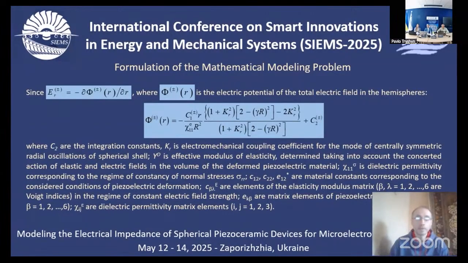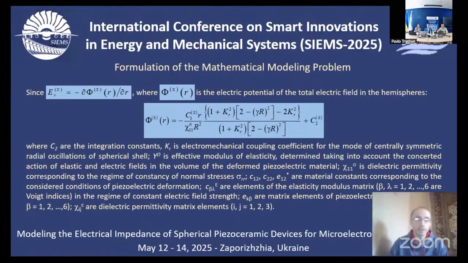Within the framework of the mathematical model, the electric potential of a total electric field in a spherical piezoceramic shell is considered, which is determined by the dependence between the electric field and the potential gradient in the upper and lower hemispheres. A generalized expression for the potential as a function of the radial coordinate argument is derived, taking into account integration constants and key physical parameters.